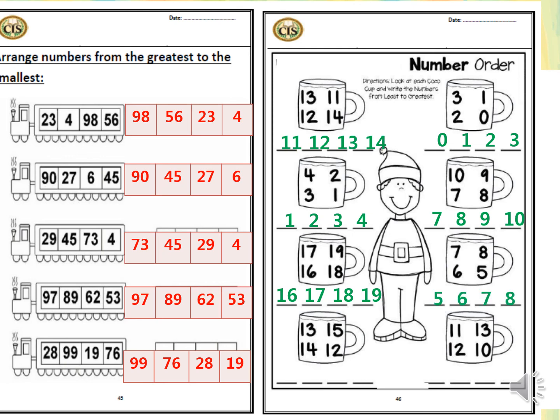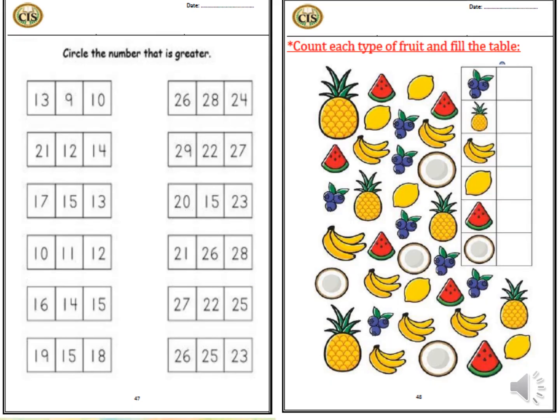Yes, 5, 6, 7, 8. Here I start with the smallest. Which is the smallest? Yes, 12, 13, 14, 15. The last cup here, I will start with the smallest number. Which is the smallest? Yes, I start with 10, 11, 12, 13.